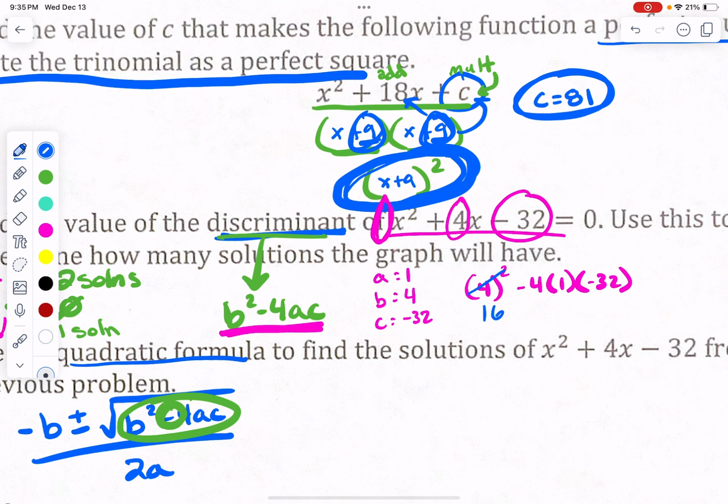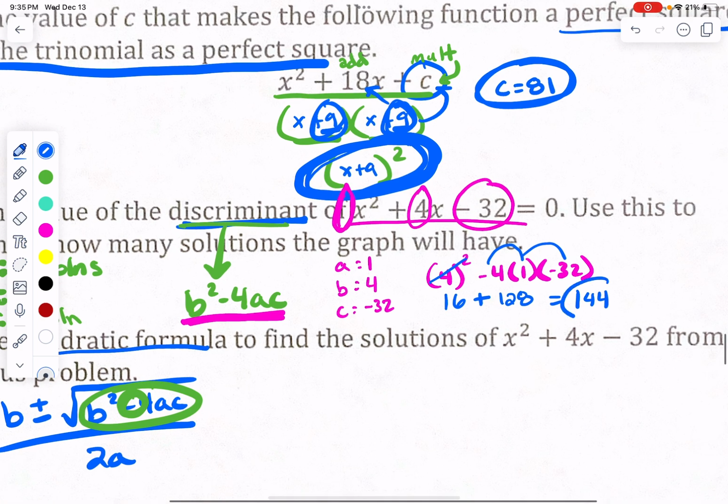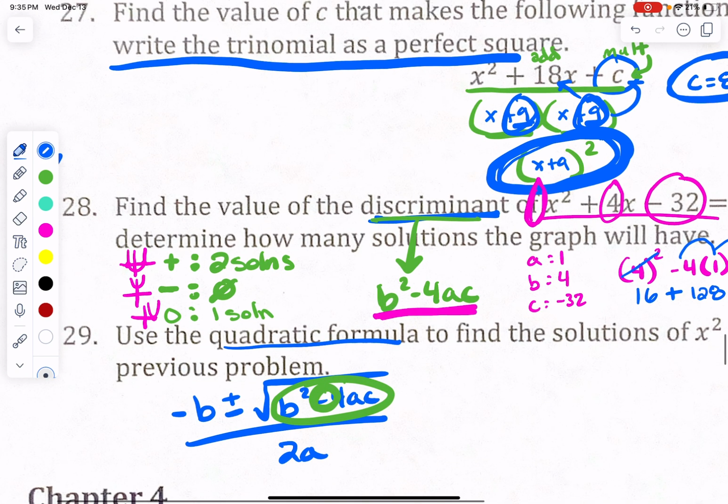4 squared is 16. Negative 4 times 1 times negative 32, that's going to be a positive number, and that will be 4 times 32 is 128, I believe. If I add those two together, I get 144. Yeah, 144. There we go. Okay, so my discriminant is 144. They ask you to find the value of the discriminant.